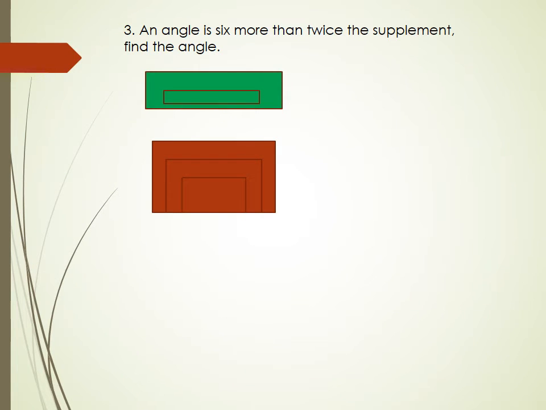Now this is a word problem from algebra. We have an angle is 6 more than twice the supplement. Find the angle. So remember, supplementary angles are two angles. So you have one angle and you have another angle, and together they add to equal 180. Now one of the angles is 6 more than twice the other.